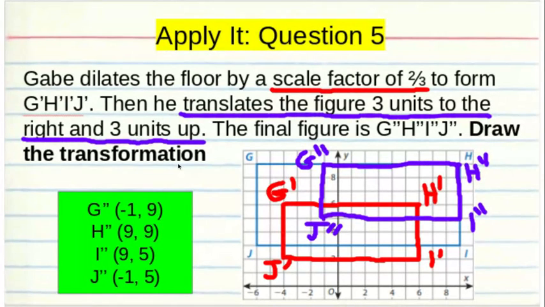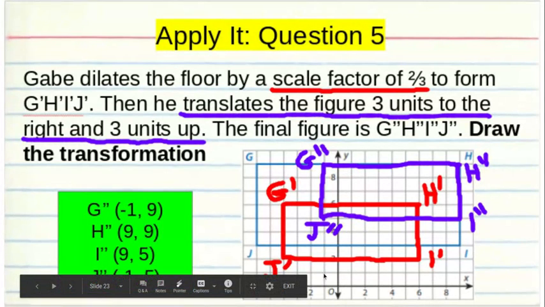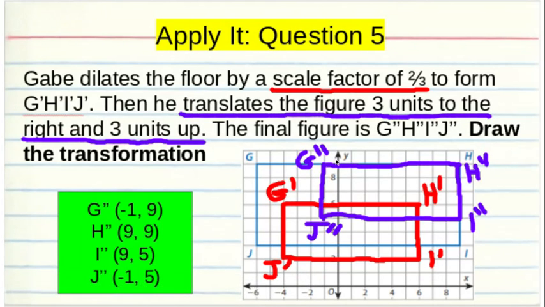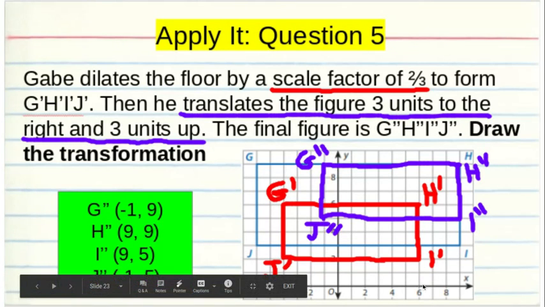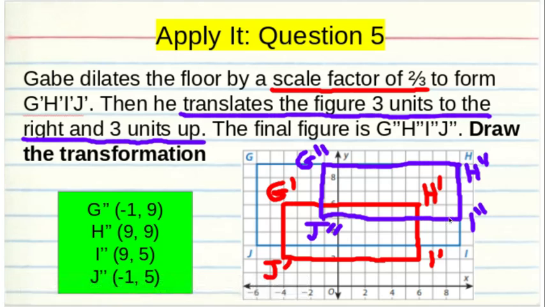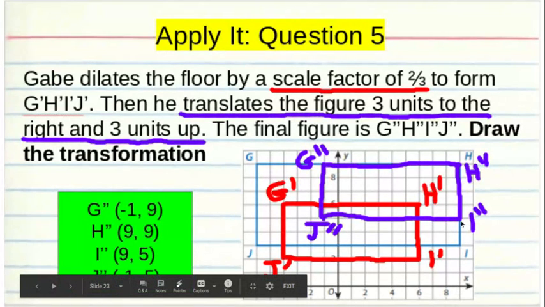Then it's asking us to get our final points. So we can see that G double prime ends up being at -1 for our X value and 9 for our Y value. H double prime ends up being at 9, 9. I double prime at 9, 5. And J double prime at -1, 5.